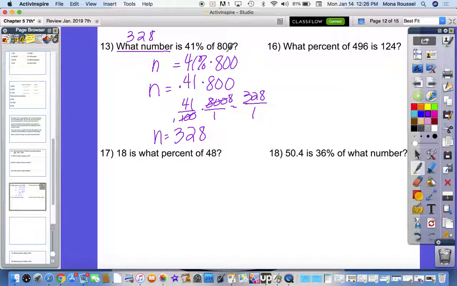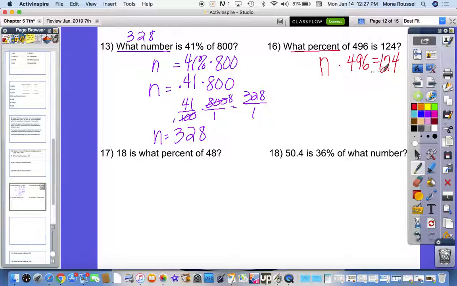If we have a problem like number 16, what percent, again, what percent is kind of like what number, and that's our variable. So n. Of between two numbers, because even though we don't know what this percent is, it does represent a number. So n times 496 means equal 124.